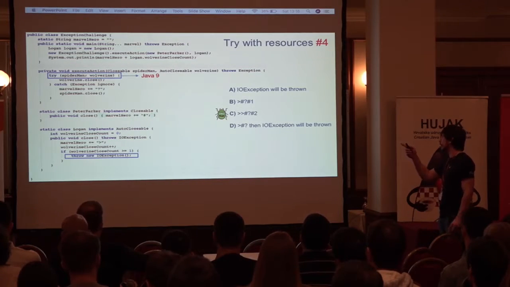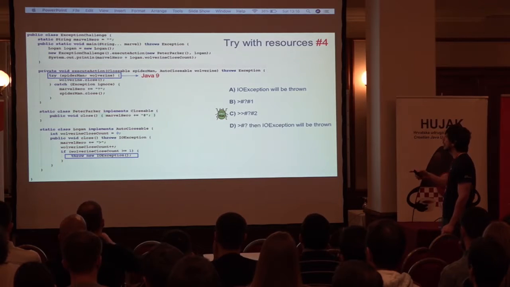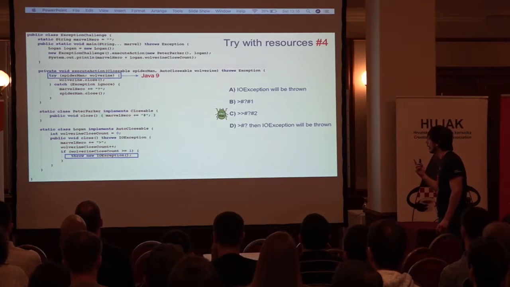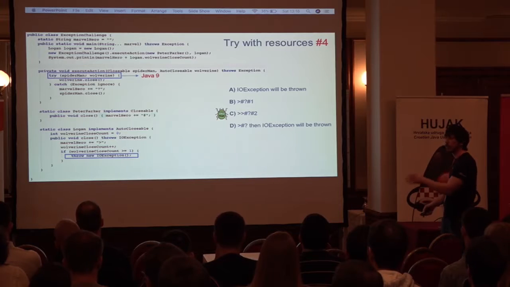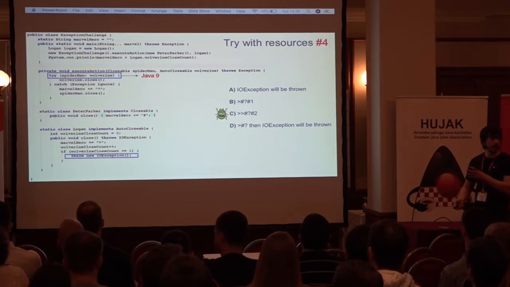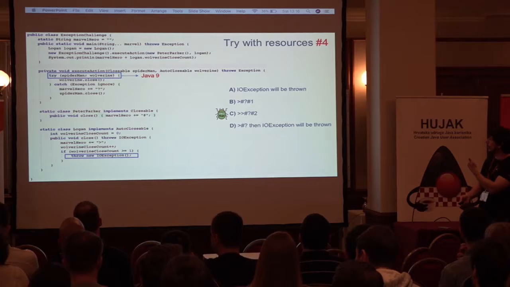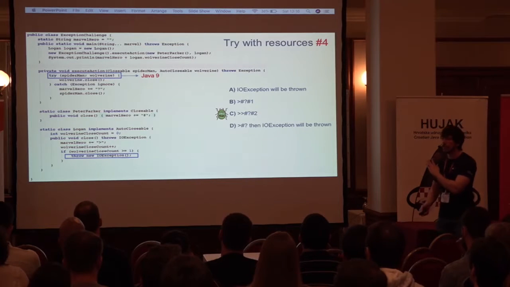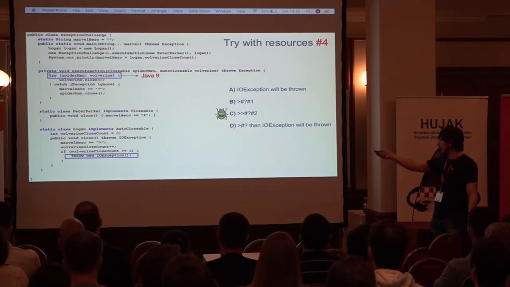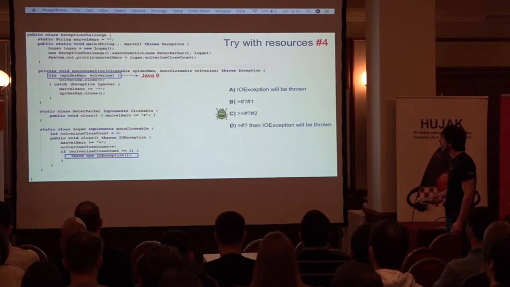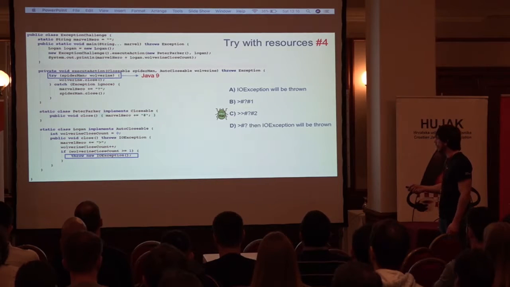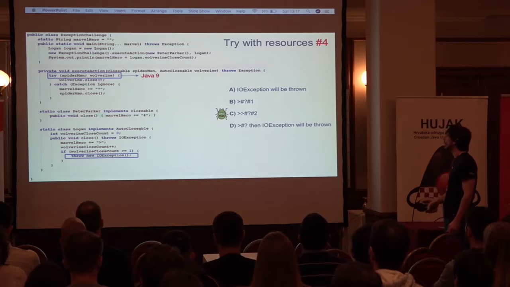So one thing that's important to mention here is that the close method will start from the Wolverine class. So in the try block, always the second Closeable instance will be the first to have its close method invoked. So that's why Wolverine is executed first. So even still, it's going to throw an IO exception.